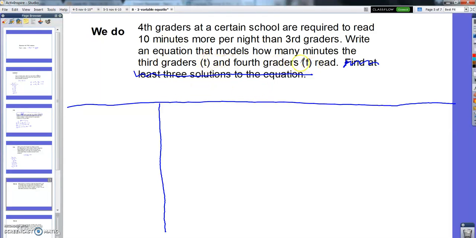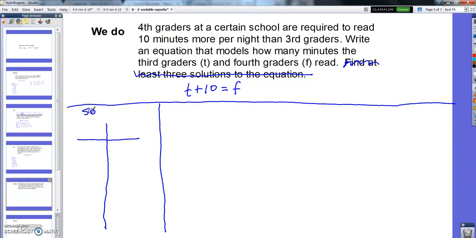So I have 2 unknowns, 3rd grade and 4th grade. I do not know how long 3rd graders read at this school each night. I do not know how long 4th graders read each night at this school. And I'm going to set it up like this. So let's see. 4th graders read more. So I know that if I take the 3rd graders' time, add 10 minutes to it, that's going to give me the 4th graders' time. So that's my equation. And there's not one solution to this because there's 2 variables. There's many. And I'm going to show those solutions in a table.